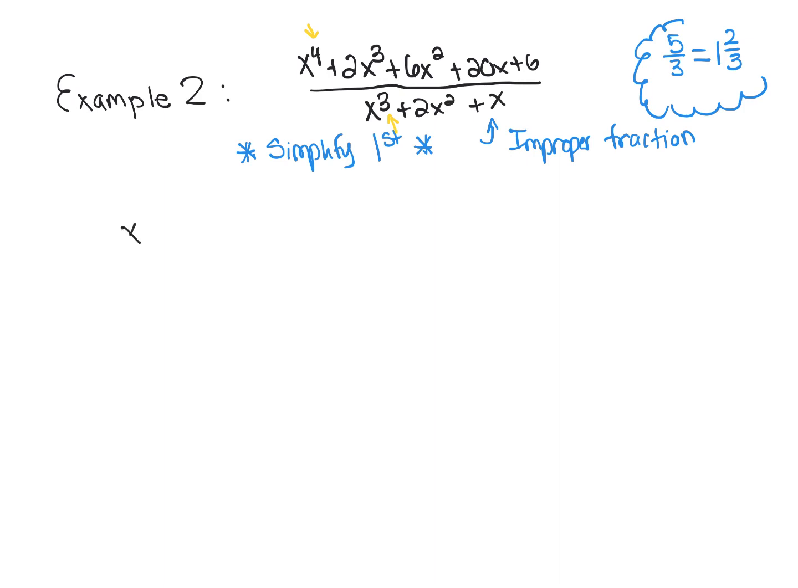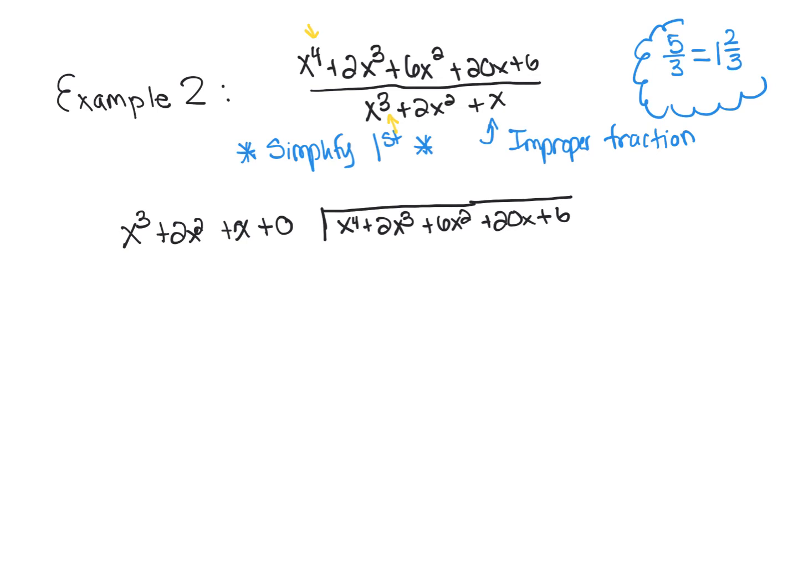So I have to divide the denominator, the x cubed plus 2x squared plus x, don't forget your missing term, plus 0, into my numerator, x to the 4th plus 2x to the 3rd plus 6x squared plus 20x plus 6. So to make the x cubed look like x to the 4th, you have to multiply by an x, and we're going to line that up and put it over our x terms.